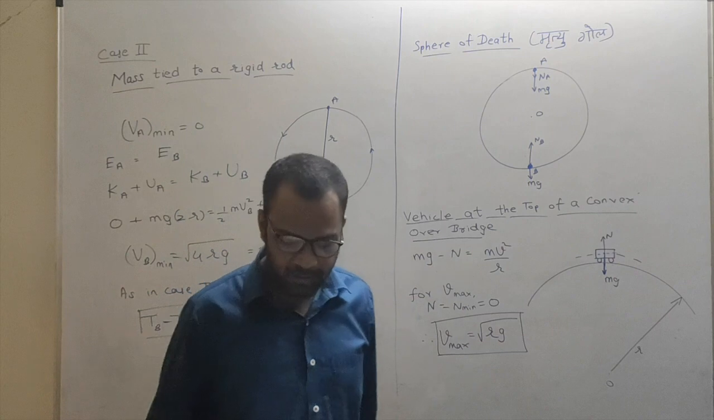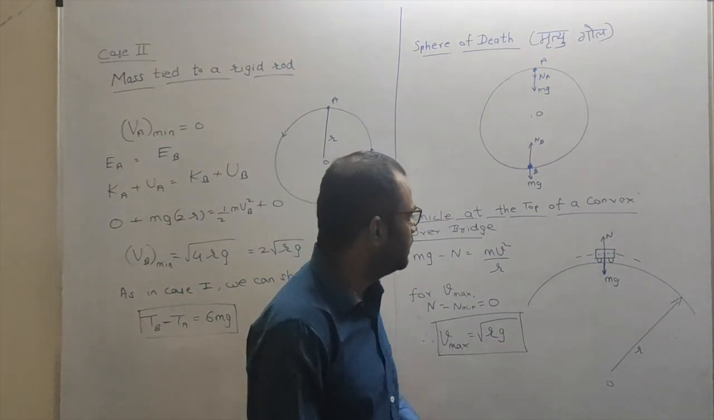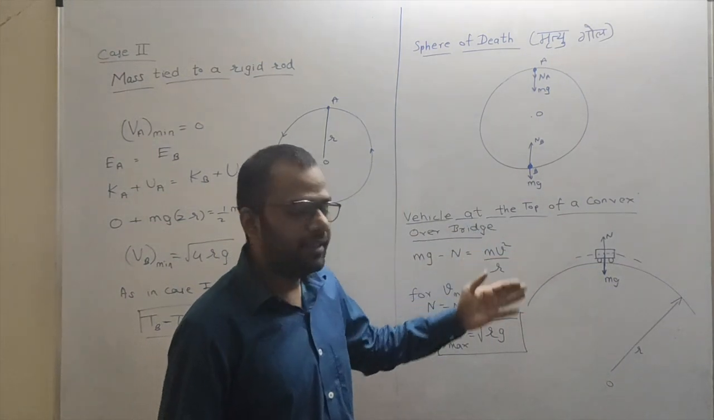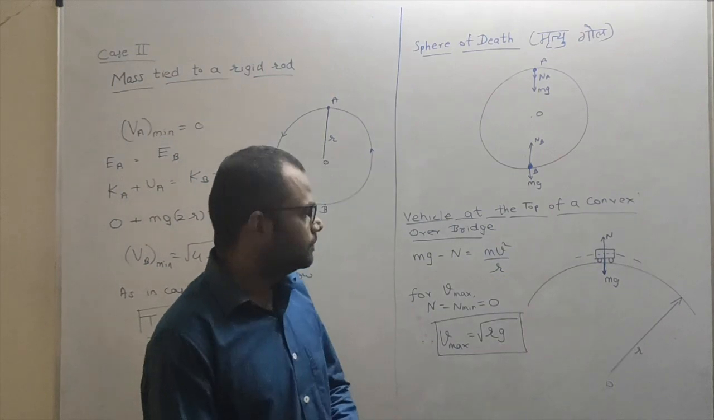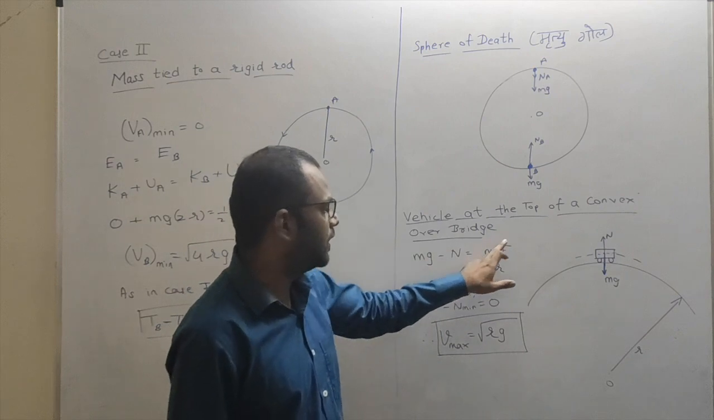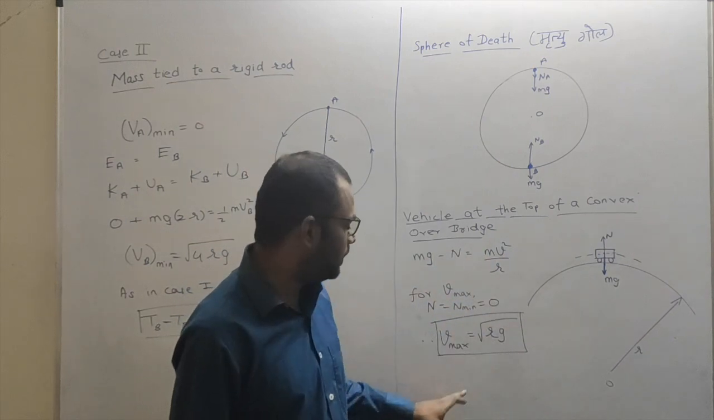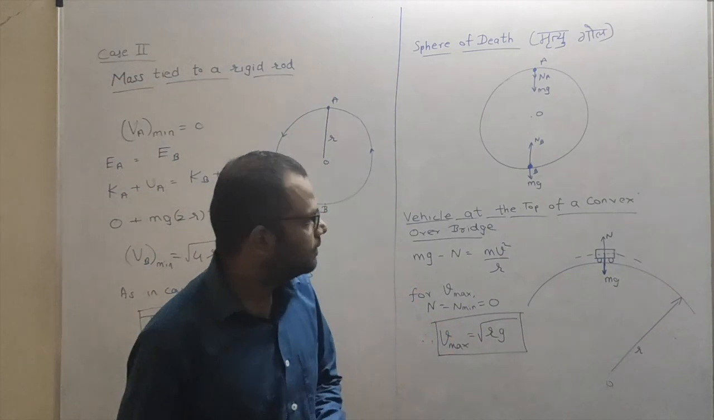So write down, let v be the velocity of the vehicle at the topmost point. N is the normal reaction given by the bridge on the vehicle. Then write down, therefore mg minus n is equal to mv square upon r. For v max, n should be minimum, that is 0. Therefore v max should be square root of rg. Fine.